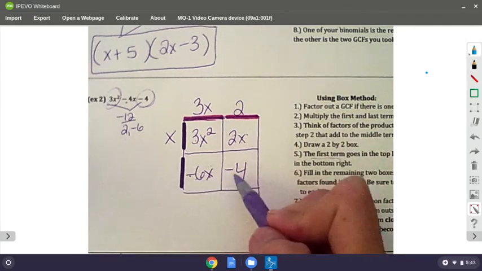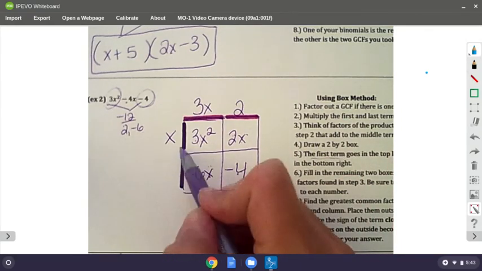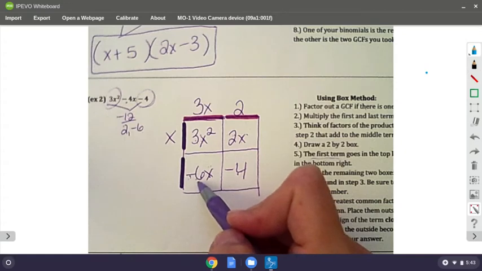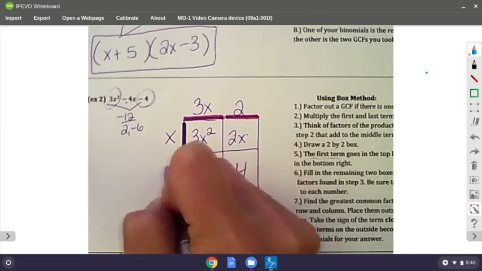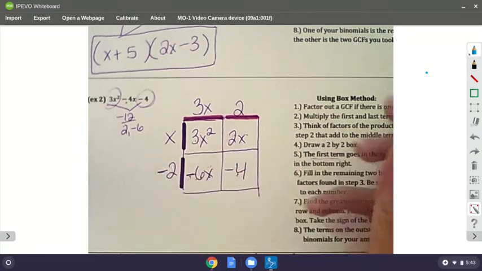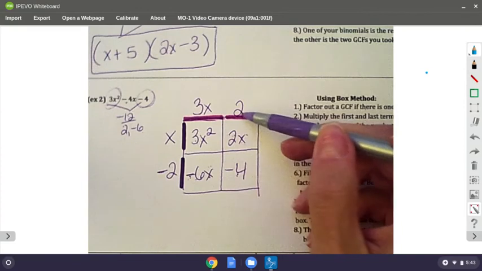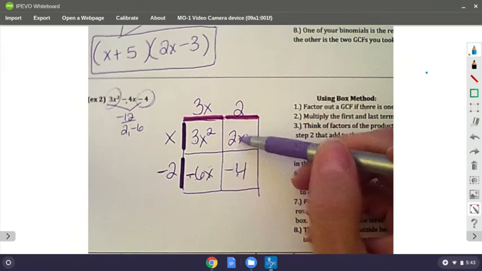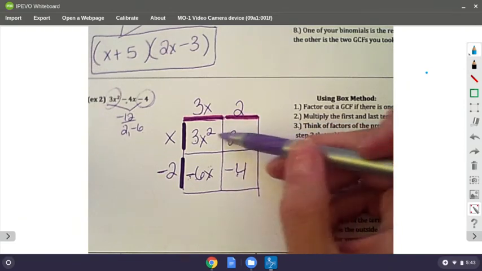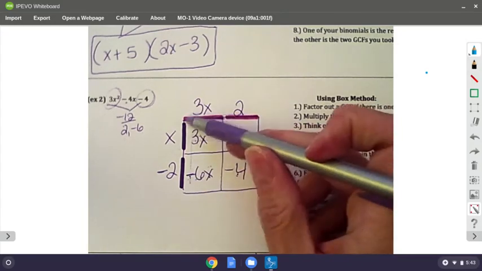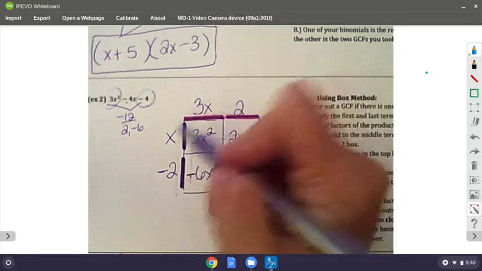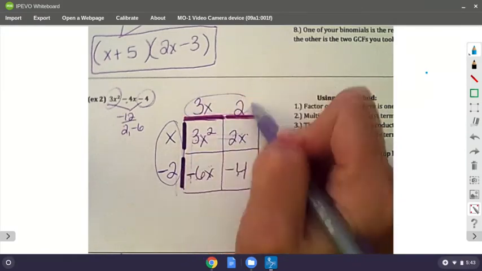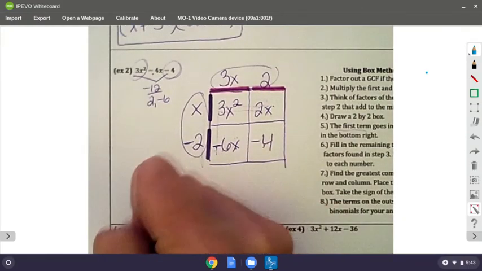And then negative 6x and negative 4, since the one closest to the edge is negative, it's a negative GCF. So 2 goes into both of these, but since this one was negative, I put a negative GCF. Notice for these two, I didn't put a negative GCF because this one was negative, not the 2x. You care about the sign of these, the ones closest to the edges that you're writing the answers. So once you identify the GCF of each row and each column, the GCFs that you took become your binomials. And so here are my two binomials. Ready?